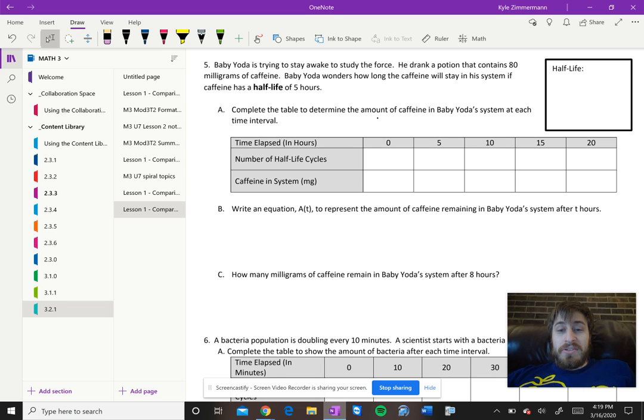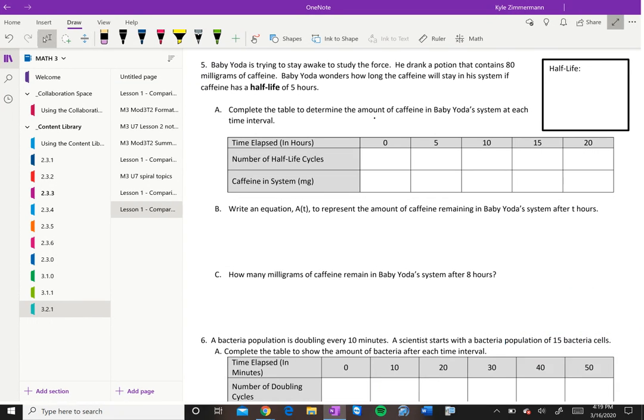Hi guys, this is Mr. Zimmerman, and I'm going to show you how to identify the half-life of an exponential function.